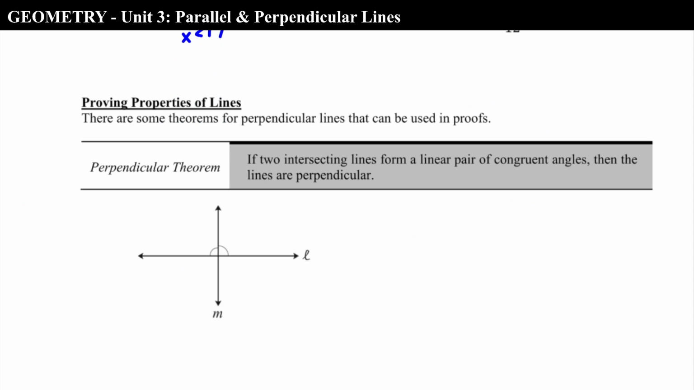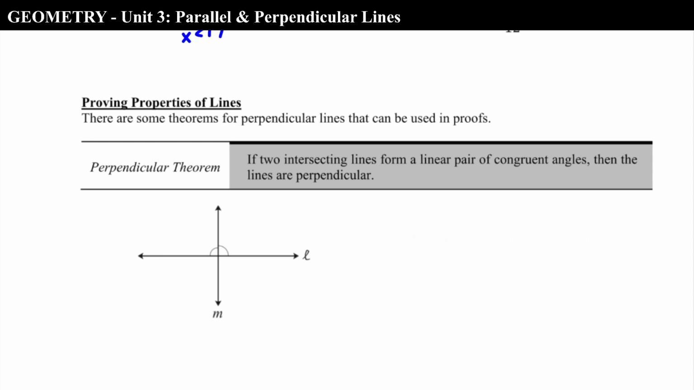Now, let's talk about proving properties of lines. There are some theorems for perpendicular lines that can be used in proofs. The perpendicular theorem states if two intersecting lines form a linear pair of congruent angles, then the lines are perpendicular. Remember, the only type of linear pair where the angles are congruent is if the angles are both 90 degrees, which means they're both right angles.